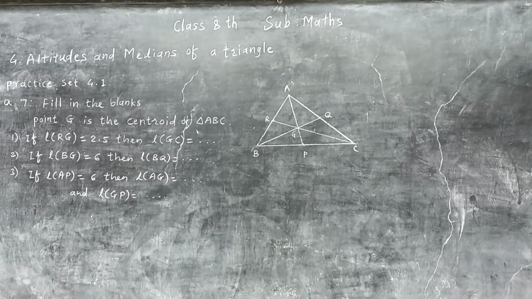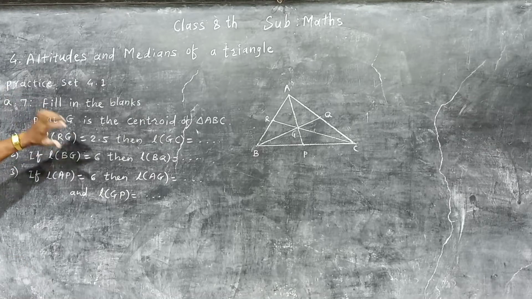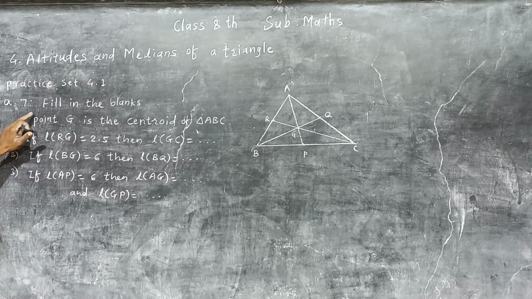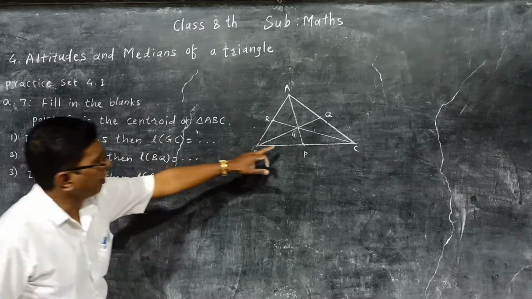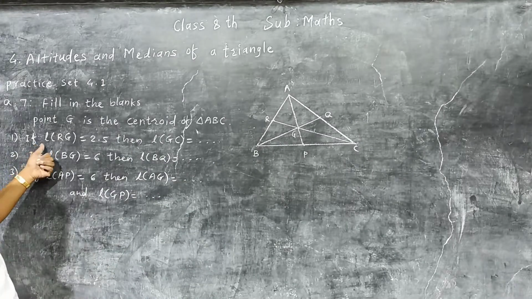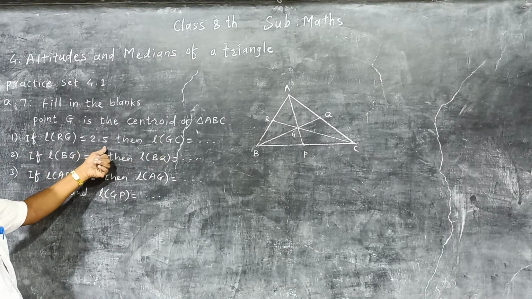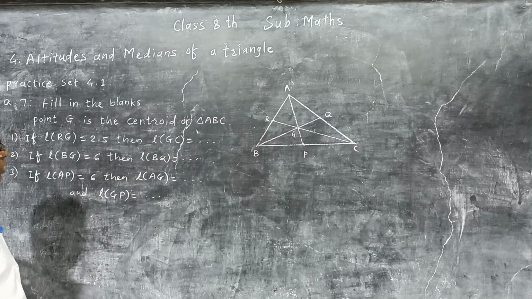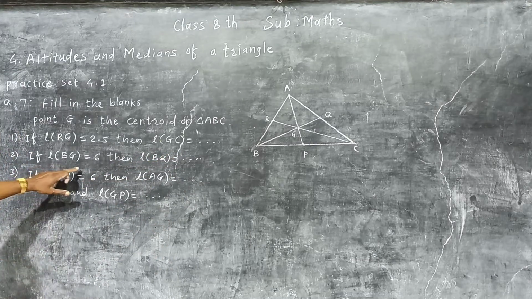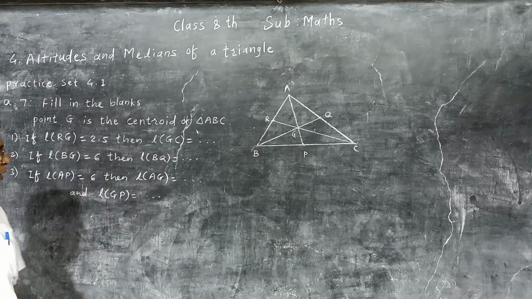Now we study practice set 4.1 question 7. Fill in the blanks. Point G is the centroid of triangle ABC. If length RG is equal to 2.5, then we have to calculate length GC. If length BC is equal to 6, then we have to calculate length BQ.